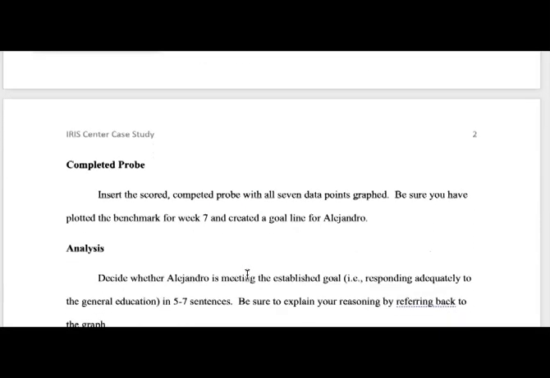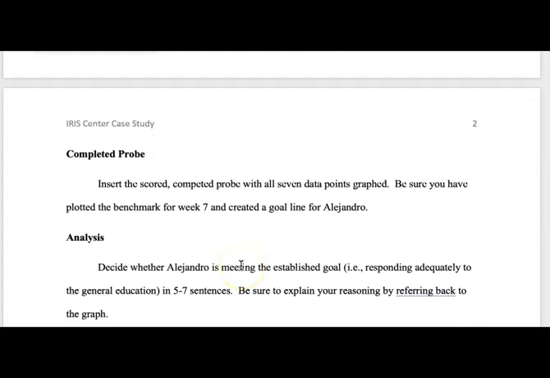So when we scroll down here, the first section, the first header is your completed probe. So what you want to do is insert the scored completed probe with all 7 data points graphed. Be sure you have plotted the benchmark for week 7 and created a goal line for Alejandro. You can either screenshot that graph and upload it that way, or you can import a graph you've created, but you just want the graph right here.